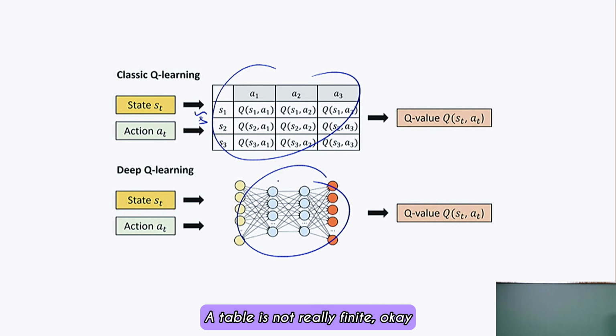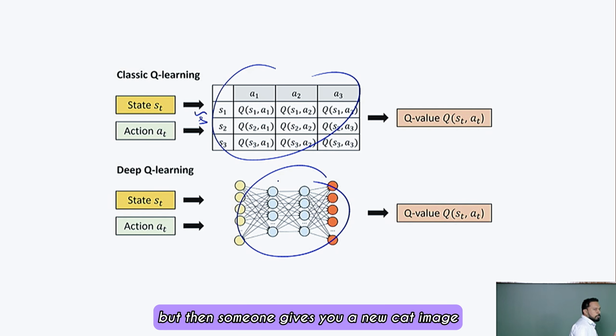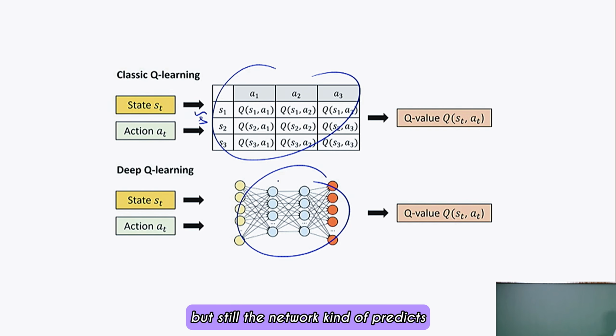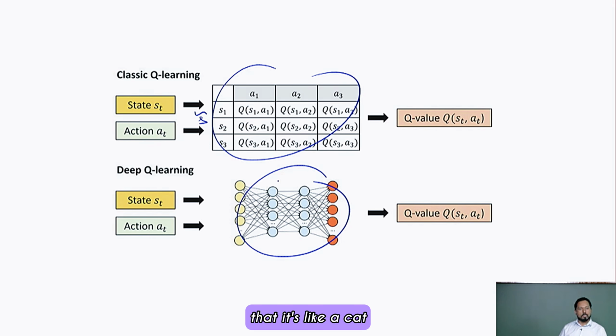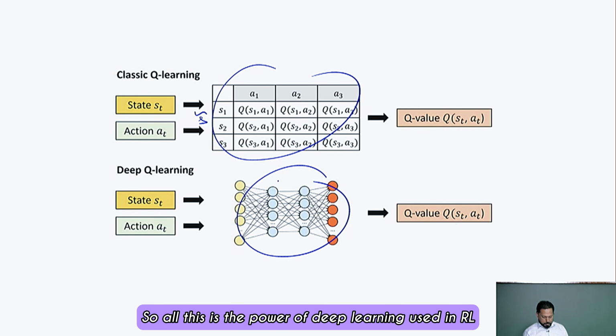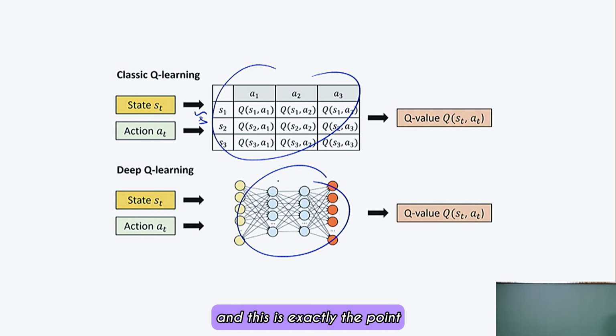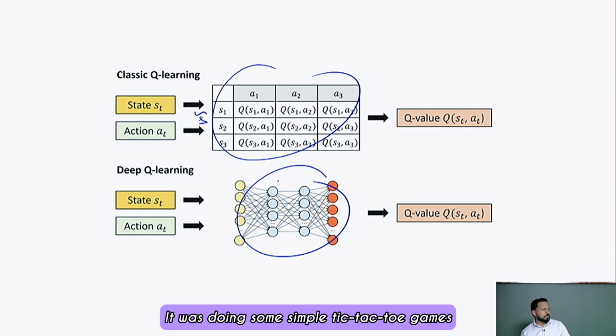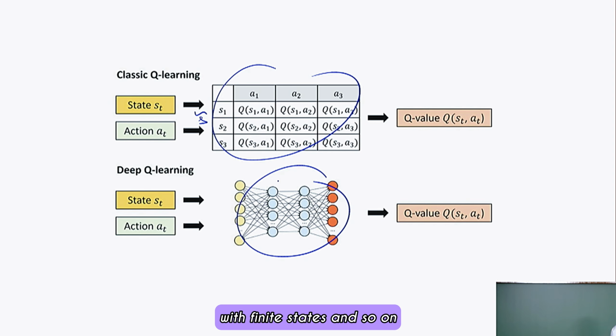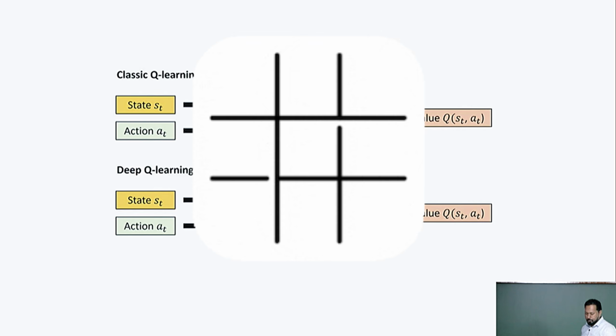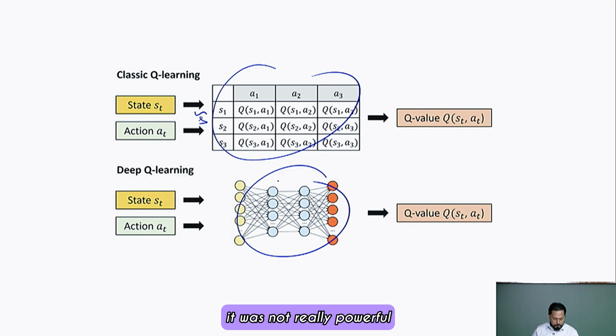Many problems are like this: the table is not really finite. Just like images, right? You train on cat images, but then someone gives you a new cat image which was never seen in training, and still the network predicts that it's a cat. So all this is the power of deep learning used in RL, and this is exactly the point where RL became very popular. Until then, it was not really powerful. It was doing some simple tic-tac-toe games with a finite number of states, but beyond that it was not powerful.